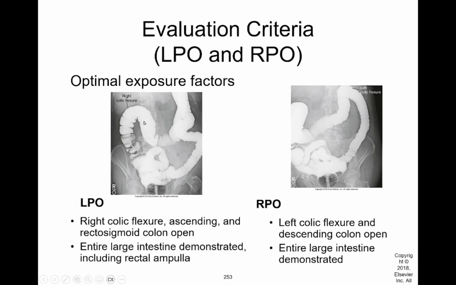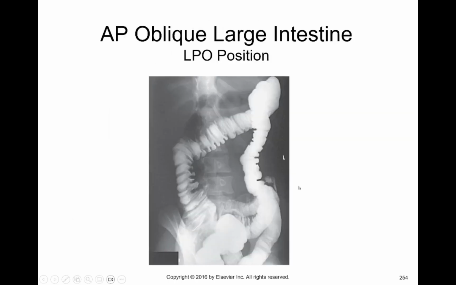Again, your LPO is going to give you the right colic flexure, and also remember that the right colic flexure is also referred to as the hepatic flexure, and then your RPO is going to show you your left colic flexure. And they, again, could have centered just a little bit higher to make sure that they get the very top of that splenic flexure there. So again, it looks like that.